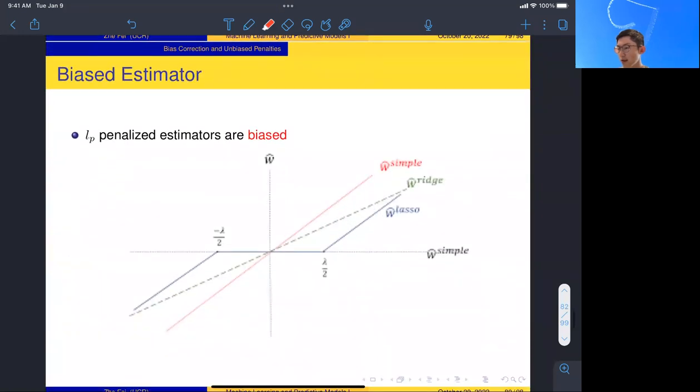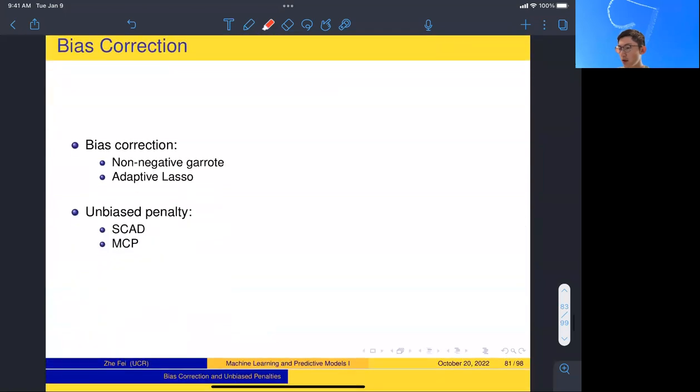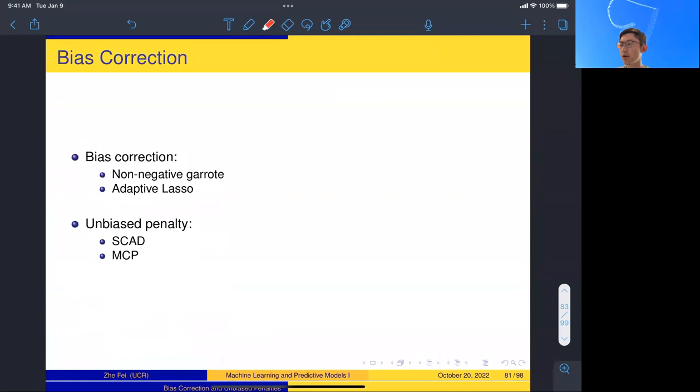Let's see, biased estimation. One more topic: maybe we briefly go over so-called bias correction. What we have learned for both lasso and ridge, the L1 and L2 penalties, is that our beta hat is actually a shrinkage. It's smaller than the truth in absolute value. That's what we mean by shrinkage. In other words, it is biased, for both lasso and ridge.